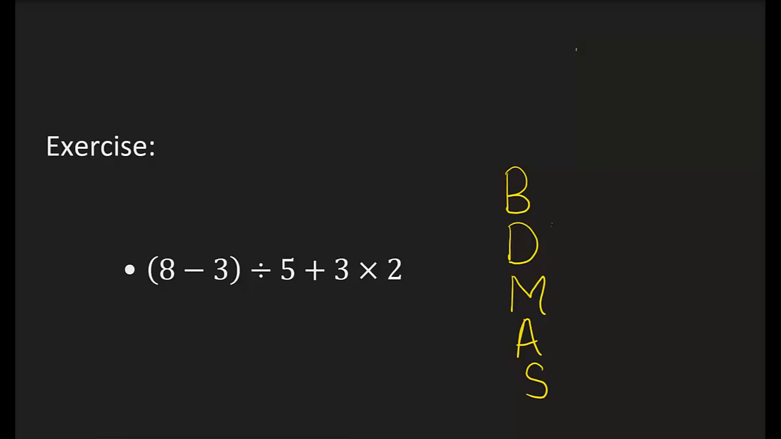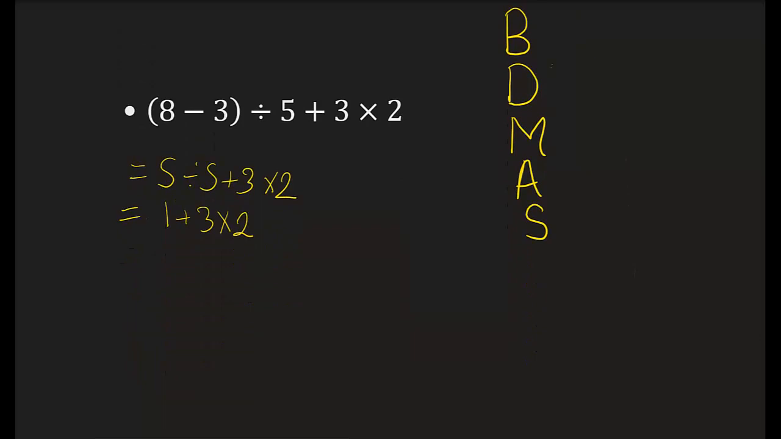8 minus 3, which is equal to 5. 5 divided by 5 plus 3 times 2. Now next is going to be division. 5 divided by 5 is equal to 1. 1 plus 3 times 2. Now multiplication. That means 1 plus 3 times 2. 3 times 2 is equal to 6. 1 plus 6. Now at last addition. 1 plus 6, which is equal to 7.